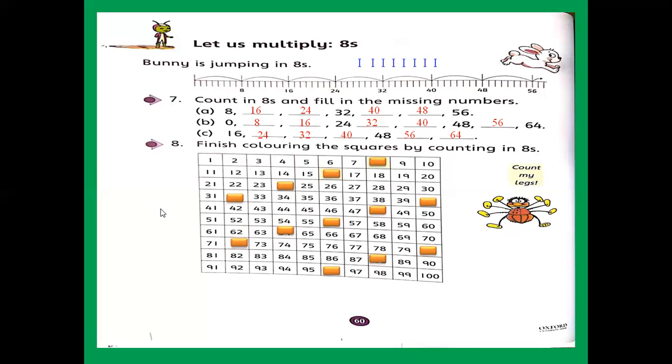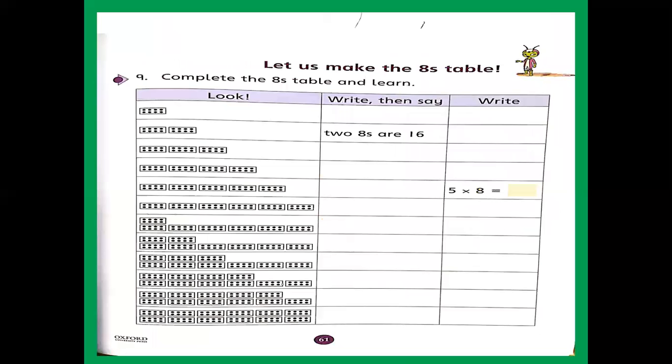Next page number 61. What is this one? Let us make the eights table. Now here we are going to complete the eights table and learn. Okay, first you write, then learn, and then again write in your notebook. First you write in the book with the help of this video, then you learn, and then again write in your notebook.